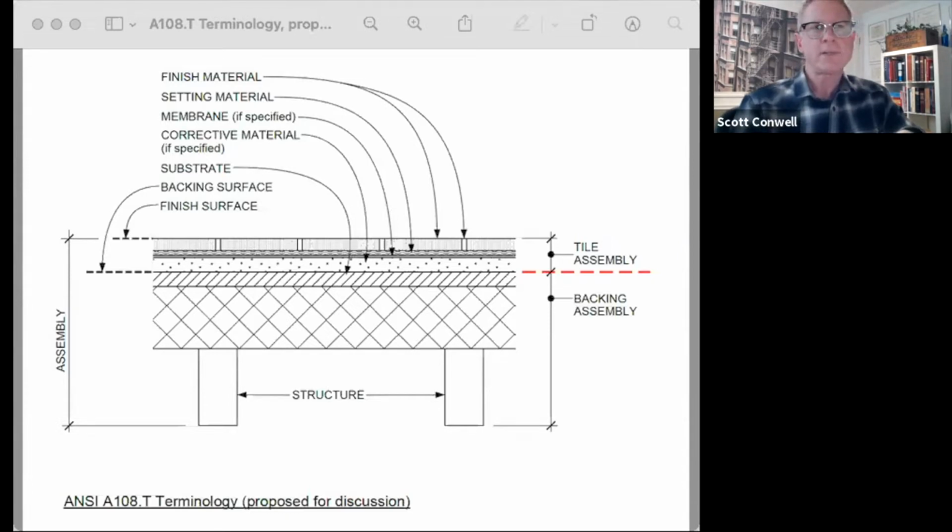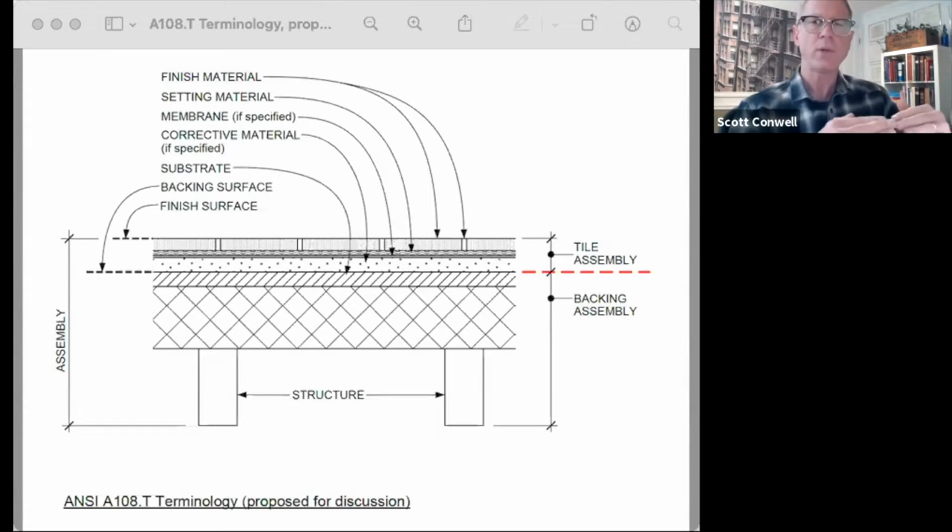So anything below the red line is, generally speaking, work done by others. That uppermost layer of the backing assembly is the substrate. The substrate doesn't move, because we had that discussion too. Some of the people on the call, and maybe most of you, think that the substrate is anything that's immediately under the tile. So is the membrane a substrate? Is the self-leveler a substrate? There are varying ideas of where the substrate is, and whether the position of the substrate moves as the assembly is constructed.